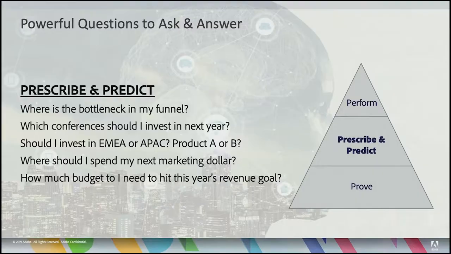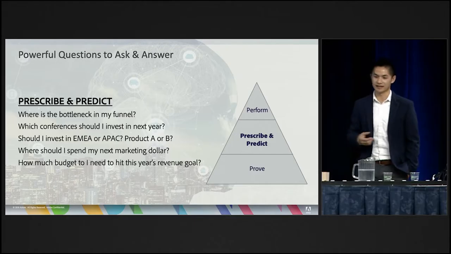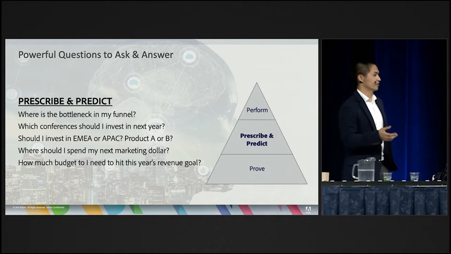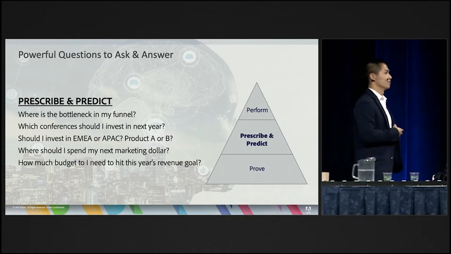So once we're able to prove revenue, we're able to achieve that first level need, the next step is to prescribe and predict. It's the stage where we're starting to optimize, and it's really the first place where we're actually improving impact. We're not just proving impact.